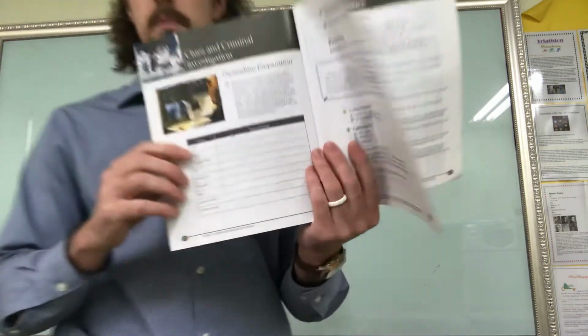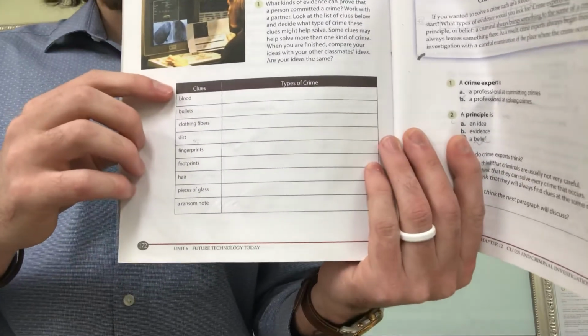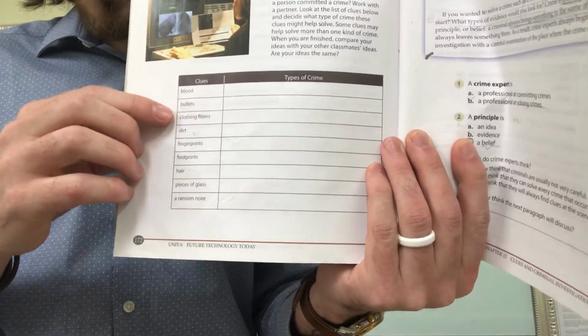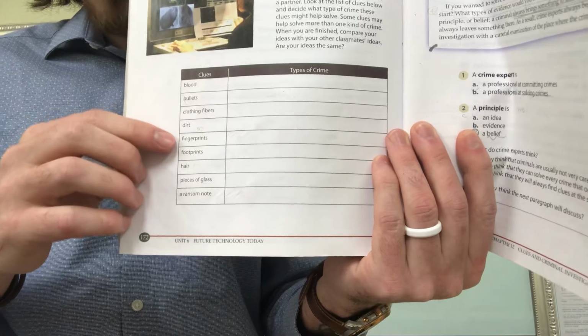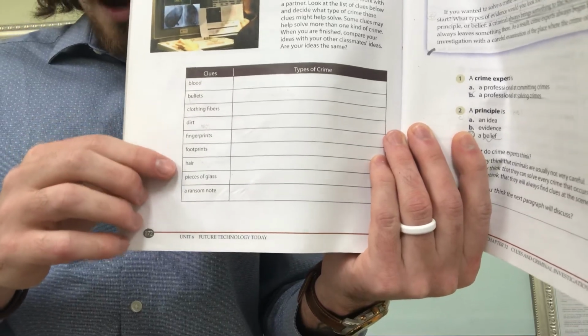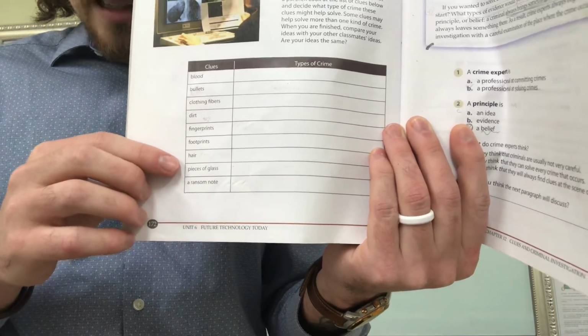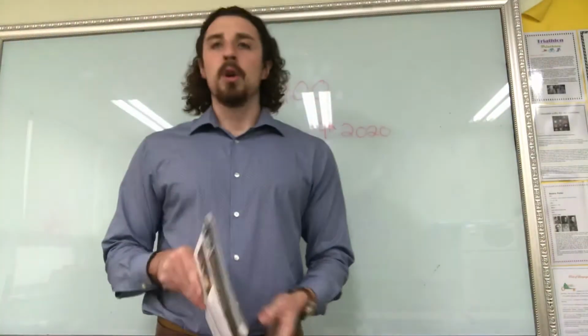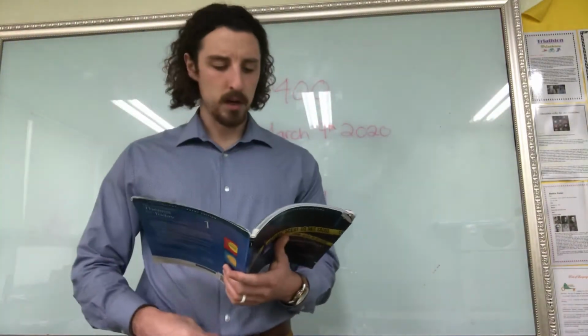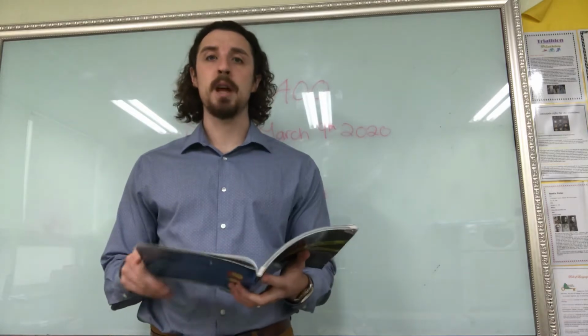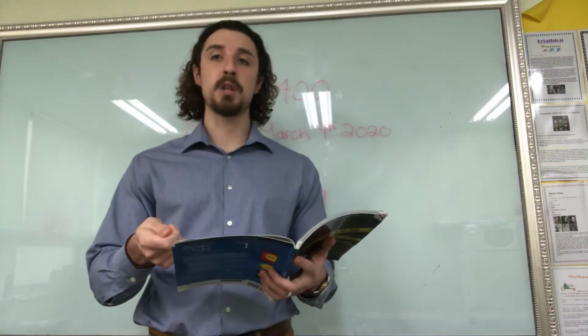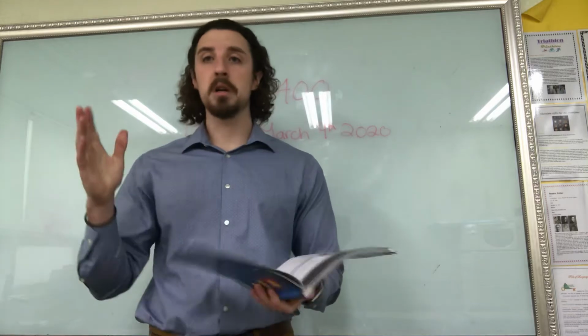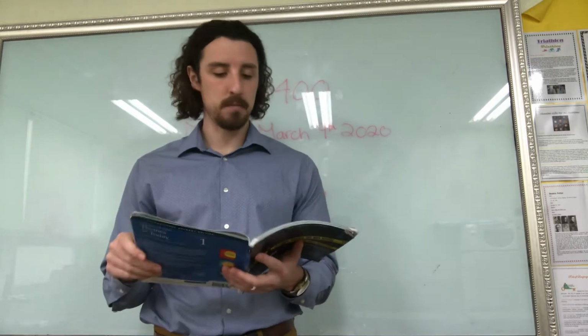So, we have this list of clues here. Blood, bullets, clothing fibers, dirt, fingerprints, footprints, hair, pieces of glass, and what's this? A ransom note. Okay, so a ransom note is when you kidnap someone and you leave a note and you say, give me $1 million and I will give you this person back.